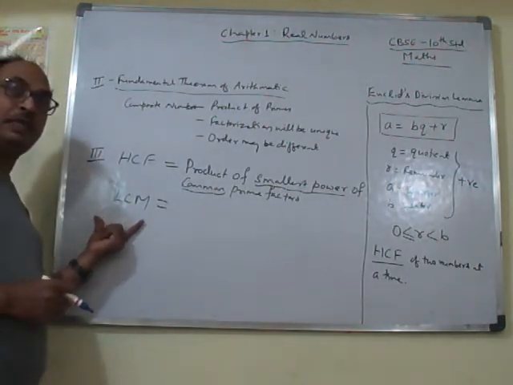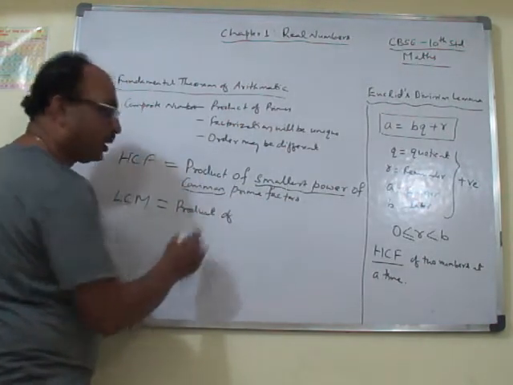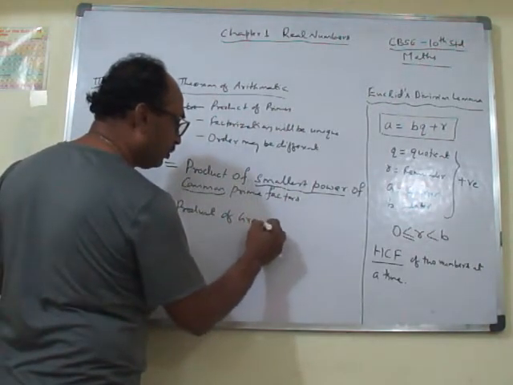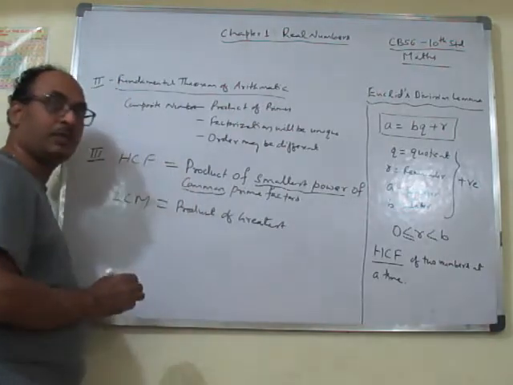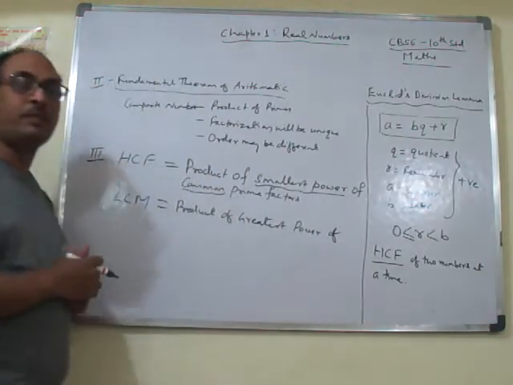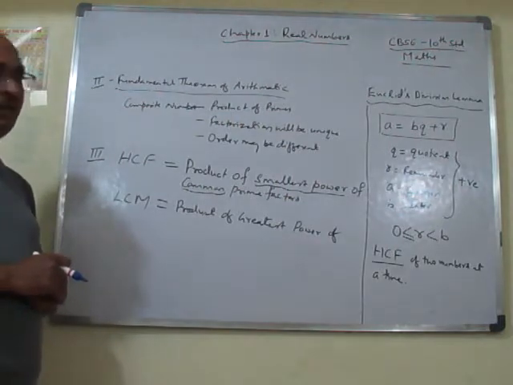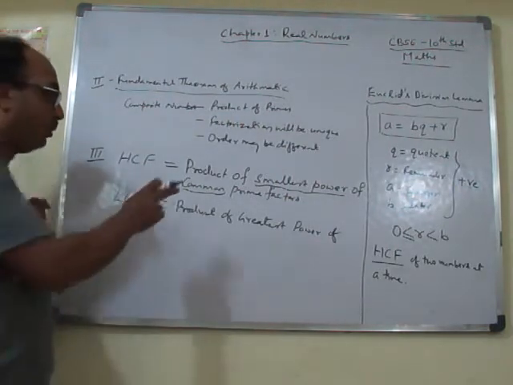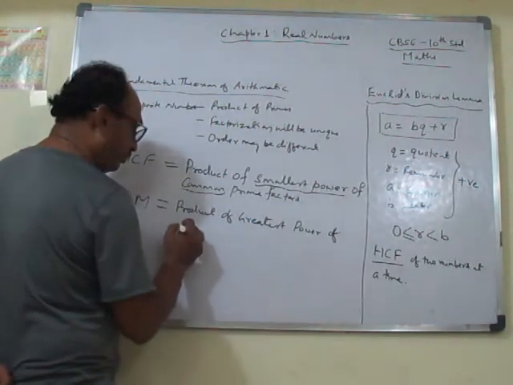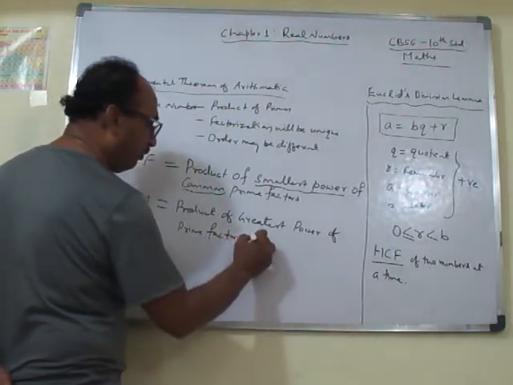Whereas LCM is the product of the greatest power of prime factors. In place of smallest, it becomes greatest. All prime factors involved: the product of the greatest power of all prime factors involved.